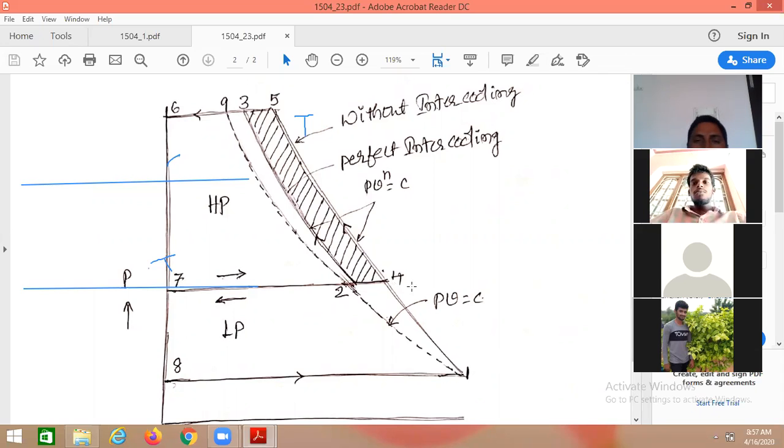The cycle 1, 4, 7, 8 and 1 is the cycle of the first stage of compression. After compression to a pressure of P2 or P4, suppose a second stage is coupled there, meaning the cycle consisting of 4, 5, 7.